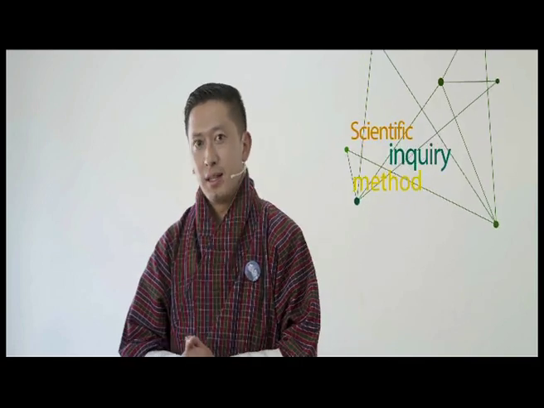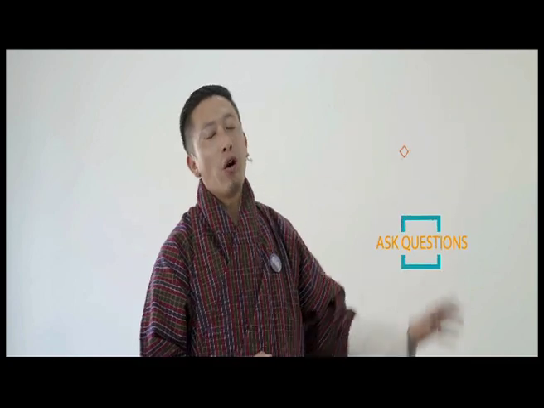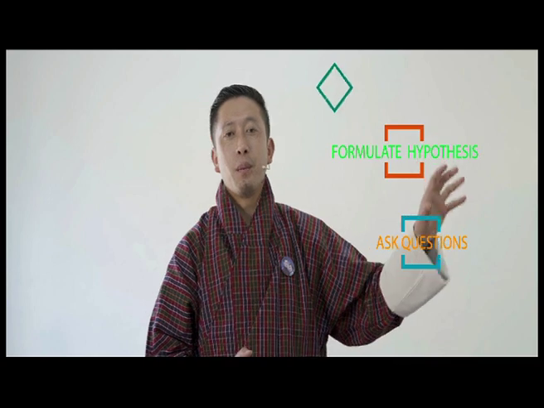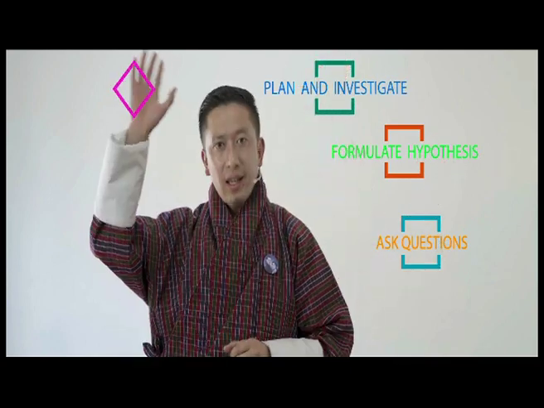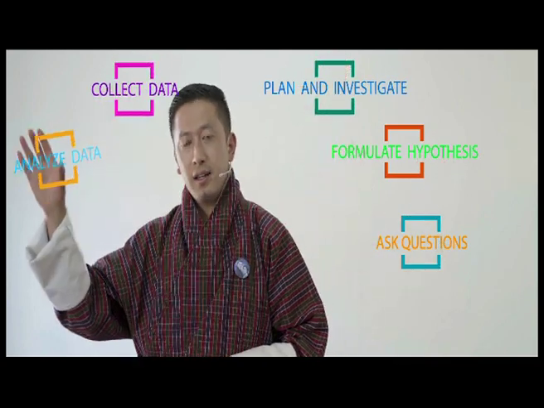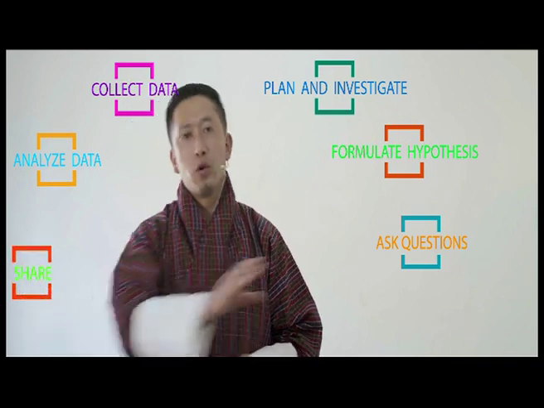Now, let us look at how to verify Ohm's law. In order to verify Ohm's law, we are going to specifically use a method called the scientific inquiry method. In this method, we have to ask a question, formulate a hypothesis, plan and investigate, collect data, analyze data, and share. So this whole process is a scientific inquiry process.